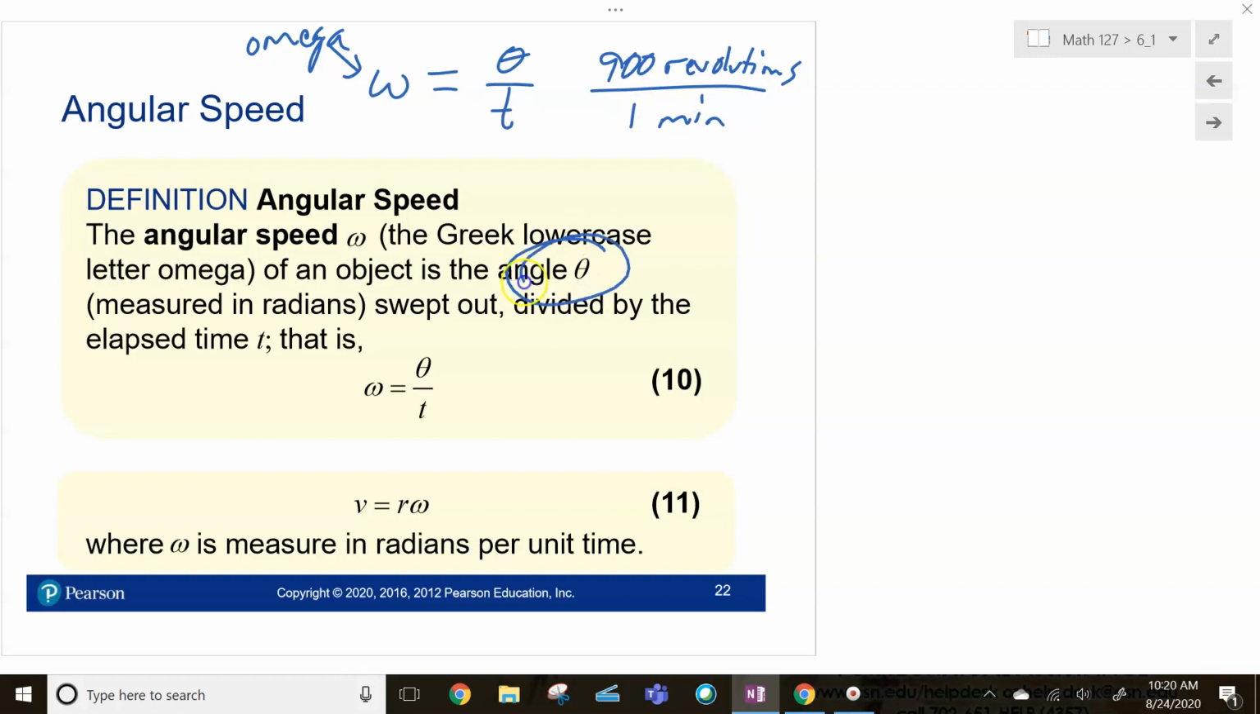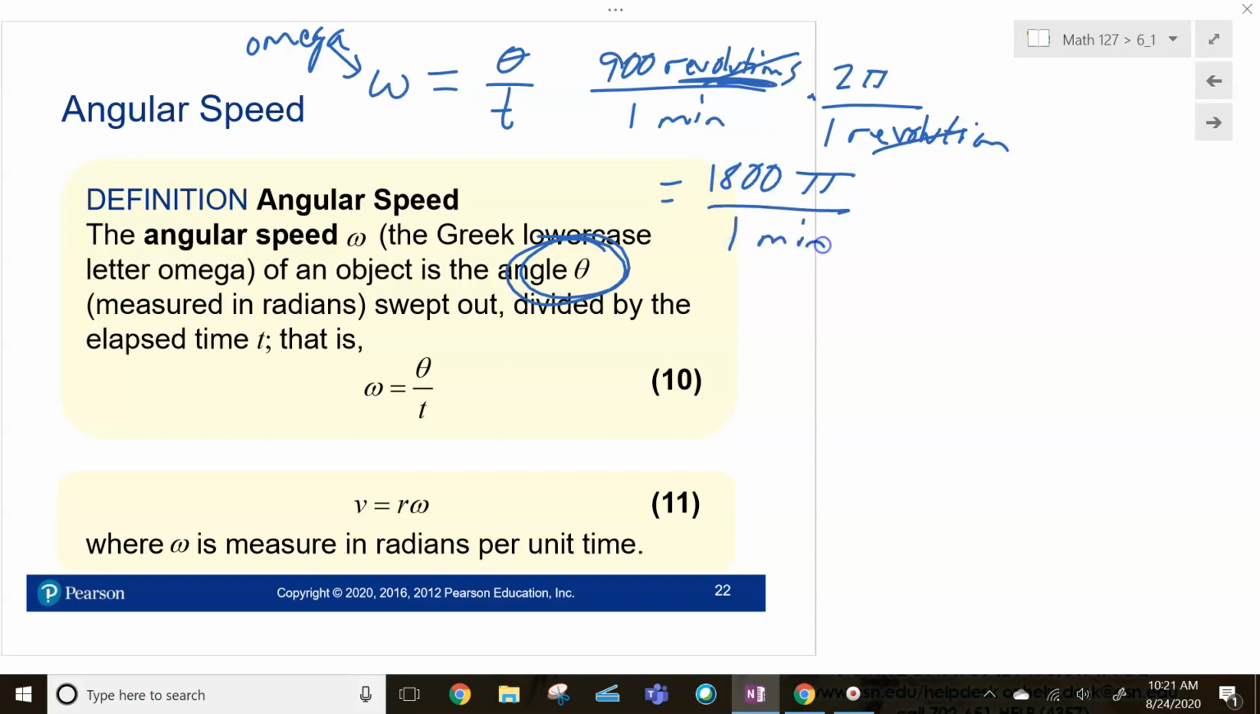Now the problem is this angle theta has got to be in radians, not in revolutions. Right now we're in revolutions. And I know for every one full revolution is 2 pi, so there's 2 pi radians for every one revolution. And now I have 1800 pi. That's how much is being swept out every minute, 1800 pi per minute. So really quick idling speed for that engine, but that's its angular speed.